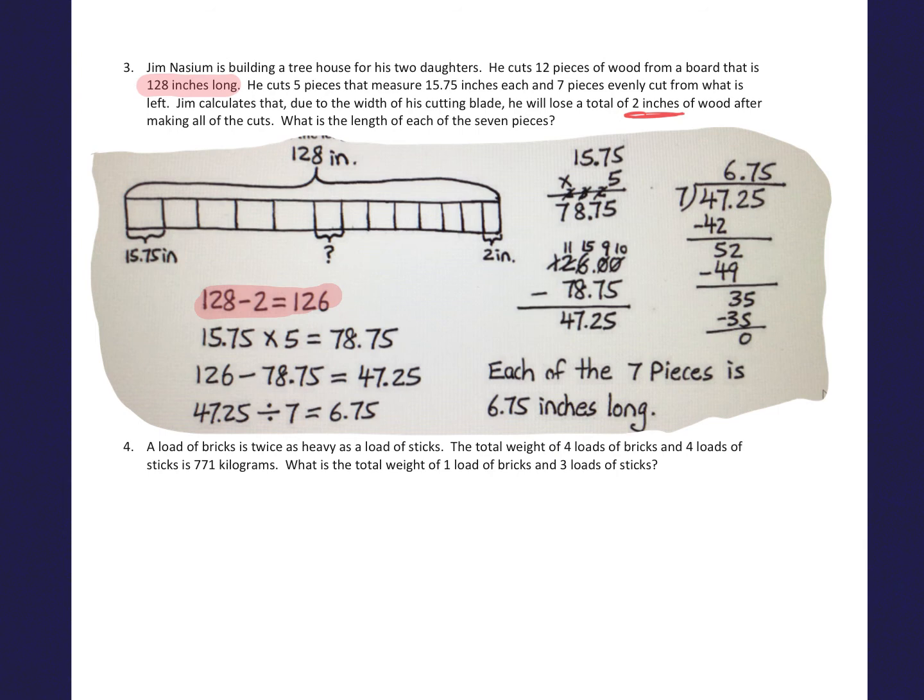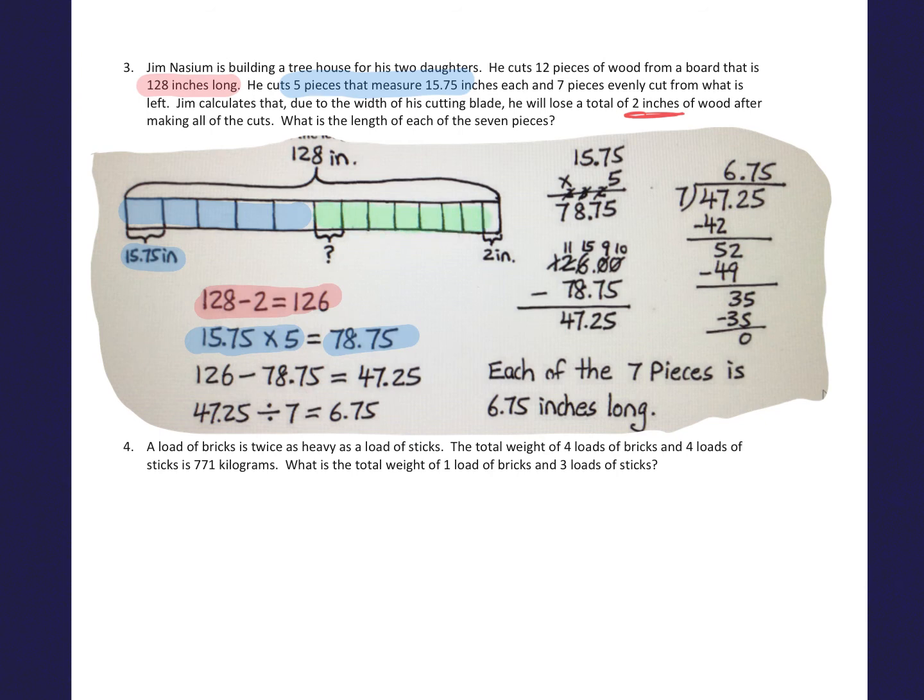Then what we did was we take the 15.75 and we find out how long they are. Now it told us that it was 5 pieces right there. And so that gives me the answer of 78.75. Well, that gets me all of this. And what I want to know is these 7 pieces left over, how much are they?